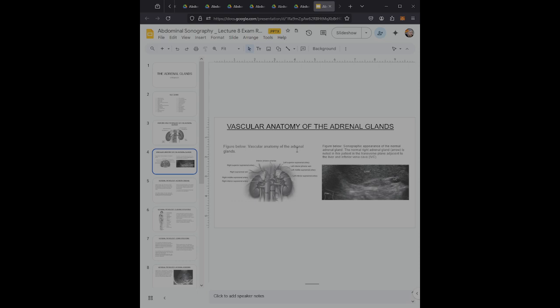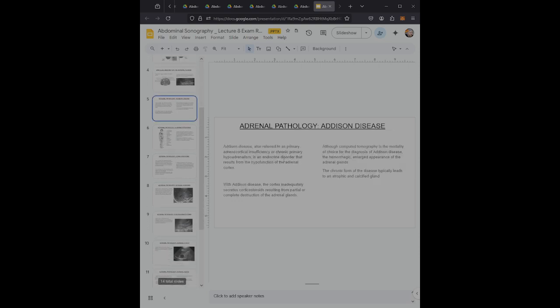Sonographically, the normal adrenal glands are easily visualized in a fetus, and also in pediatric patients, as hypoechoic structures that are anterior, medial, and superior to the upper pole of each kidney. So we can move on to some of the pathologies.